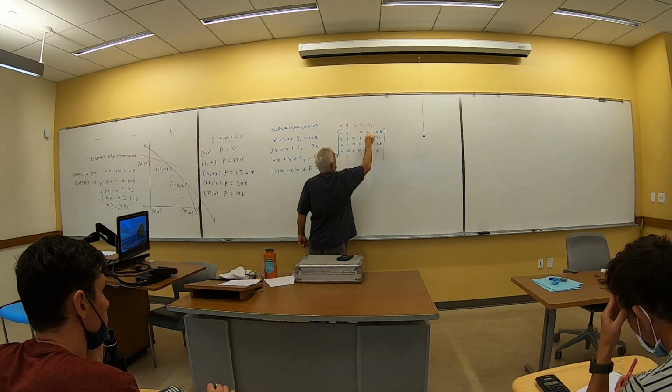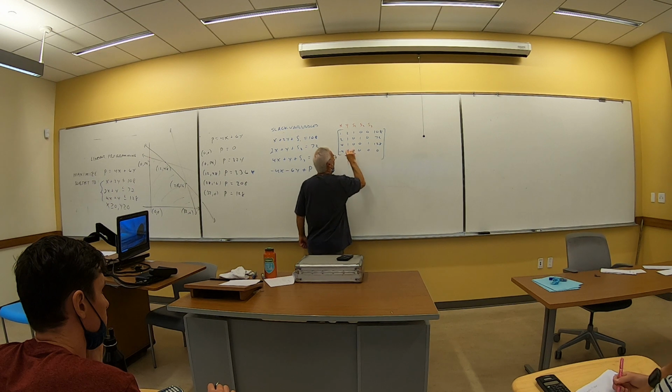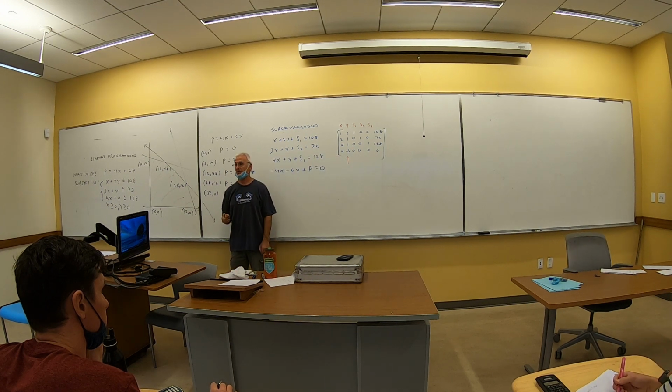Now, 108 over 2, 72 over 1, 128 over 1. Which is the smallest of those? 108 over 2?